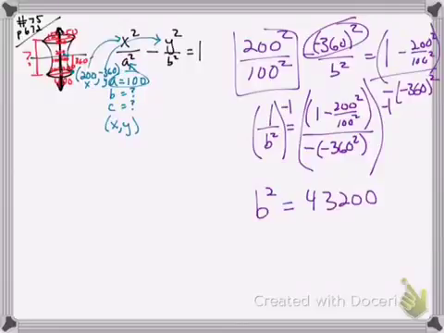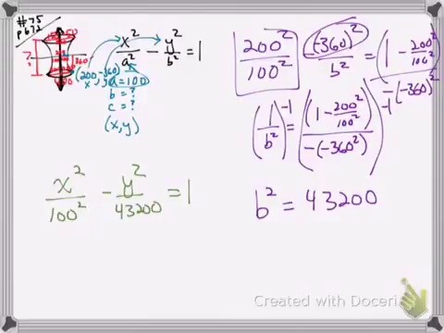I don't need to take the square root of that because all I'm doing is putting that into the denominator over here. So what I'm going to do now is just rewrite this equation with my new numbers. I'll have x squared over 100 squared minus y squared over 43200, and that equals 1. So we're not done yet. This is actually a pretty big problem. I wish I wrote a little bit smaller.